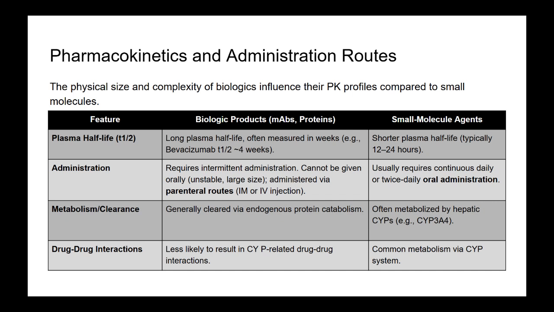Absolutely. And furthermore, they boast an incredibly long plasma half-life, often measured in weeks, not hours. Take bevacizumab, a common monoclonal antibody used in cancer. Its half-life is around 4 weeks. 4 weeks. Yep. And this long half-life allows for highly convenient intermittent administration, infusions every few weeks instead of daily pills. Okay, so that structural difference also feeds directly into the key mechanistic split, how they work.